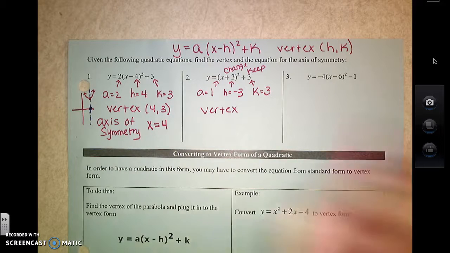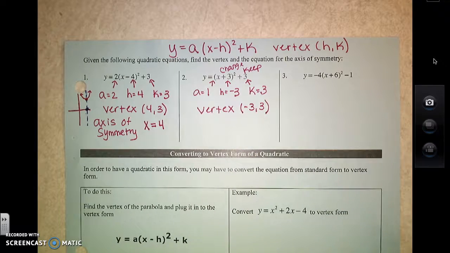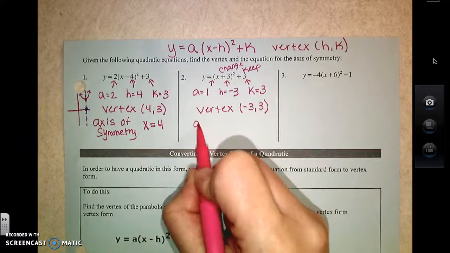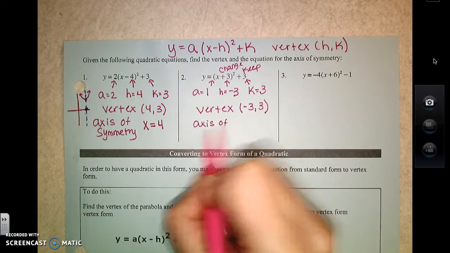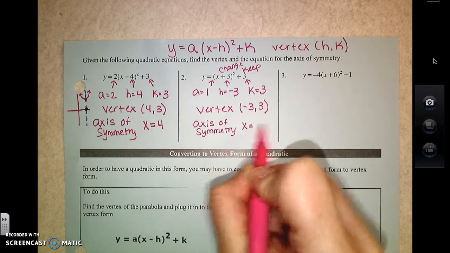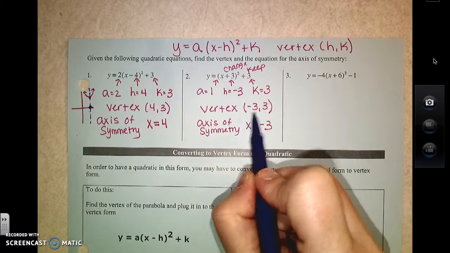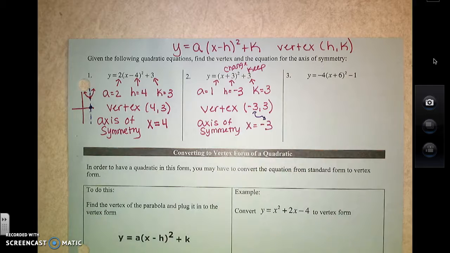You think you can figure it out? This is going to be negative 3, 3. Okay, and so then the axis of symmetry is going to be, again, at x equals, and then you just tell me the x-coordinate of the vertex, so negative 3. So these are always going to be the same value.